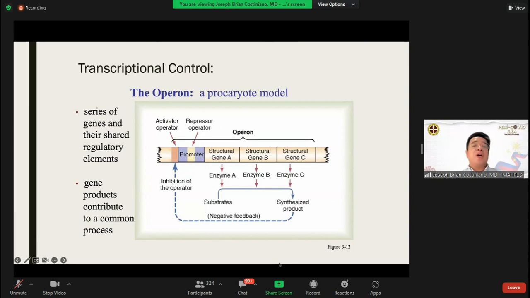Okay? So how do we control transcription? Through your operon. The operon is a series of genes with shared regulatory elements. Our operon has an activator, repressor, and promoter. These gene products contribute to a common process. Your structural gene A will produce your enzyme A, and this enzyme A will become a substrate that will produce a synthesized product. And this synthesized product will either inhibit, promote, activate, or repress.